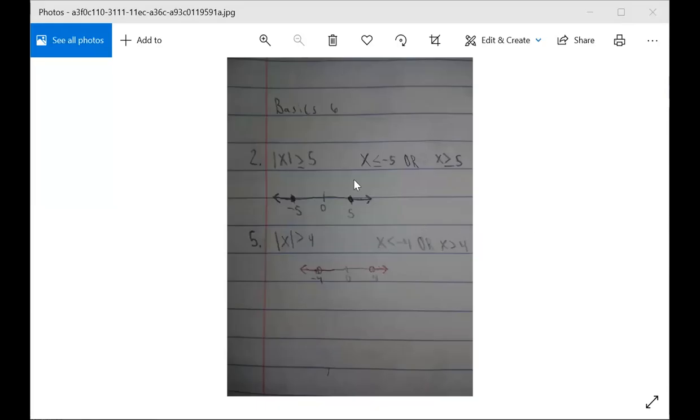The next submission is right here. Greater than or equal to 5, less than or equal to -5, or greater than or equal to 5. Very good. Excellent. I'm glad to see this. Larger than 4, less than -4, or greater than 4. Perfect. Very good job. The pictures drawn are good and always good.